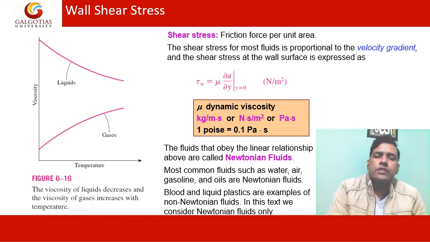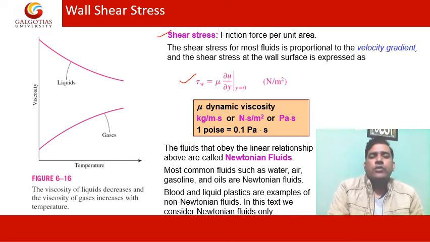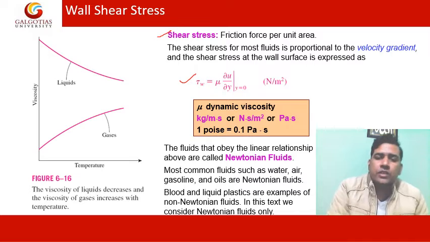Because of the presence of the boundary layer, the concept of shear stress also arises, and from Newton's law of viscosity, we know that tau equals mu times del u over del y at y equal to 0. Mu is the dynamic viscosity, and this is the unit of dynamic viscosity. The fluids that obey the linear relationship above are called Newtonian fluids. The most common fluids such as water, air, gasoline and oil are Newtonian fluids, and blood and liquid plastics are examples of non-Newtonian fluids. In this context, we consider only the Newtonian fluids.